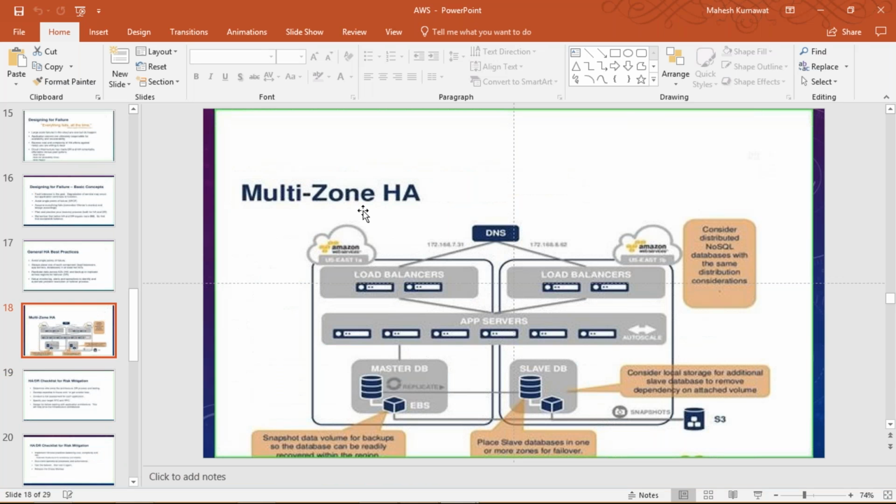So multi-zone high availability basically means you have to configure the DNS servers, the load balancers, and different application servers. If you take a look over there, this is the DNS server, this is Route 53. You can configure it, and there is a load balancer on one side and a load balancer on the other side. These are different subnets, and you have specific application servers.